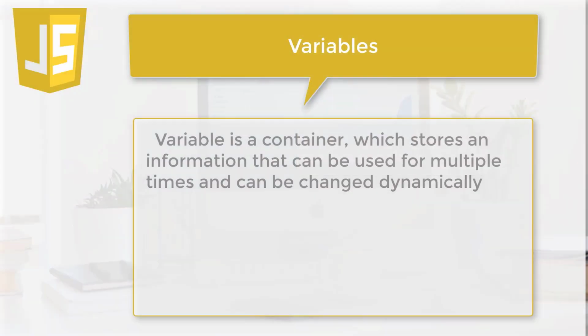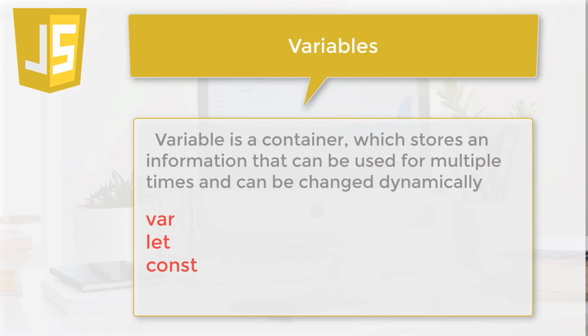In general, variables are used to store some information, and we can consider them as containers which hold information that we can use multiple times and change dynamically as well. In order to declare variables in JavaScript, we can use three different keywords. The first one is var, then we have let and const.